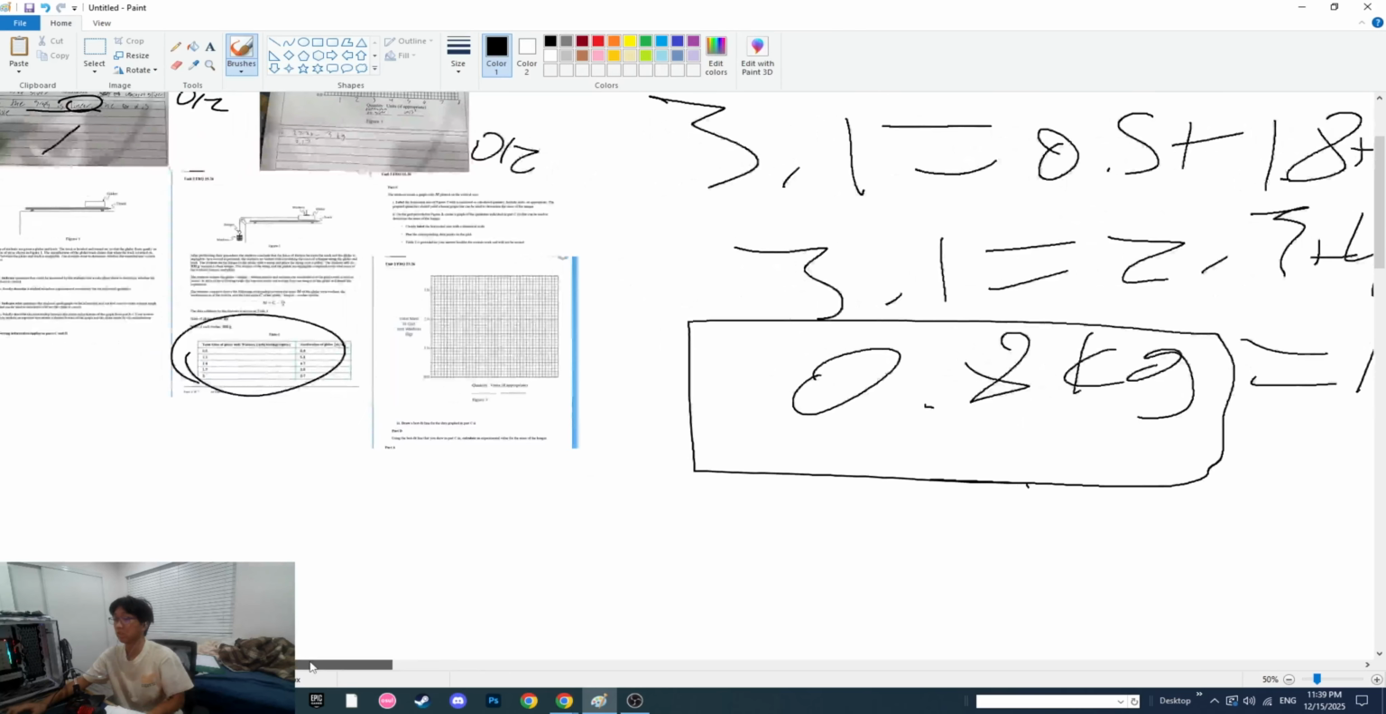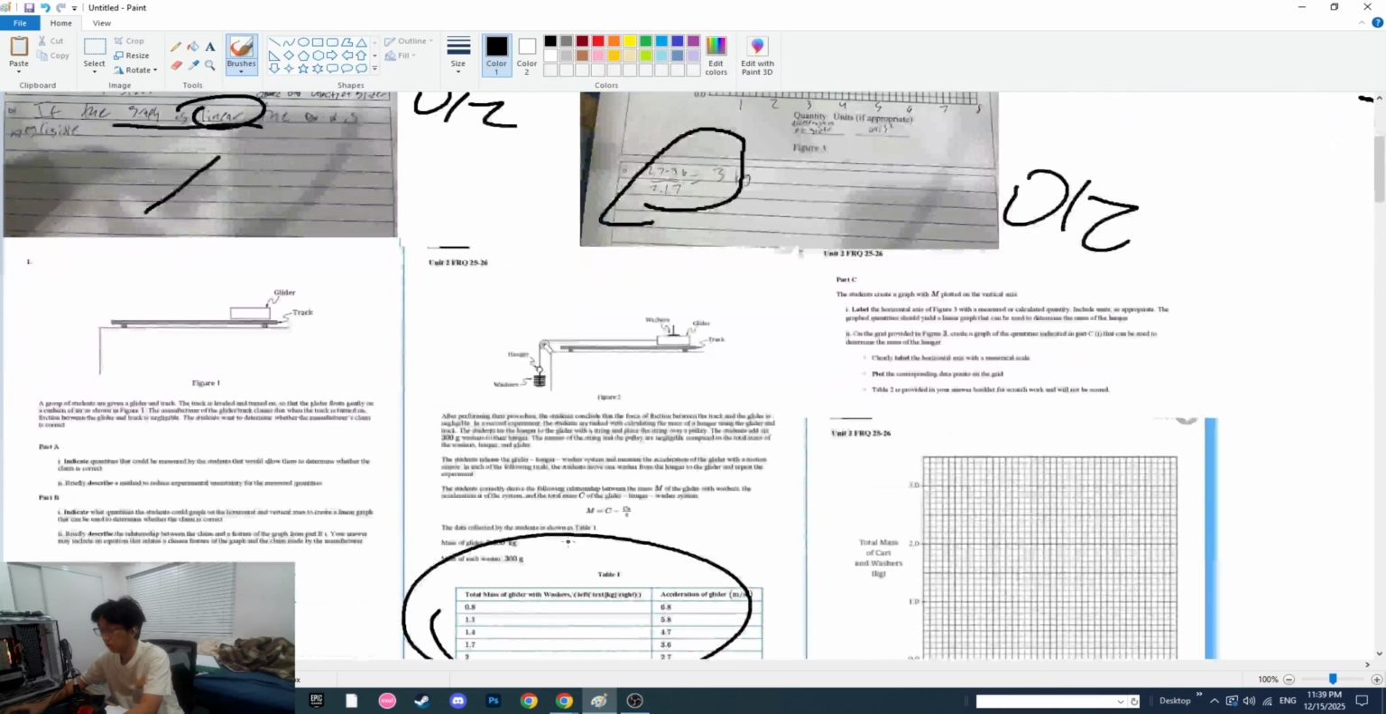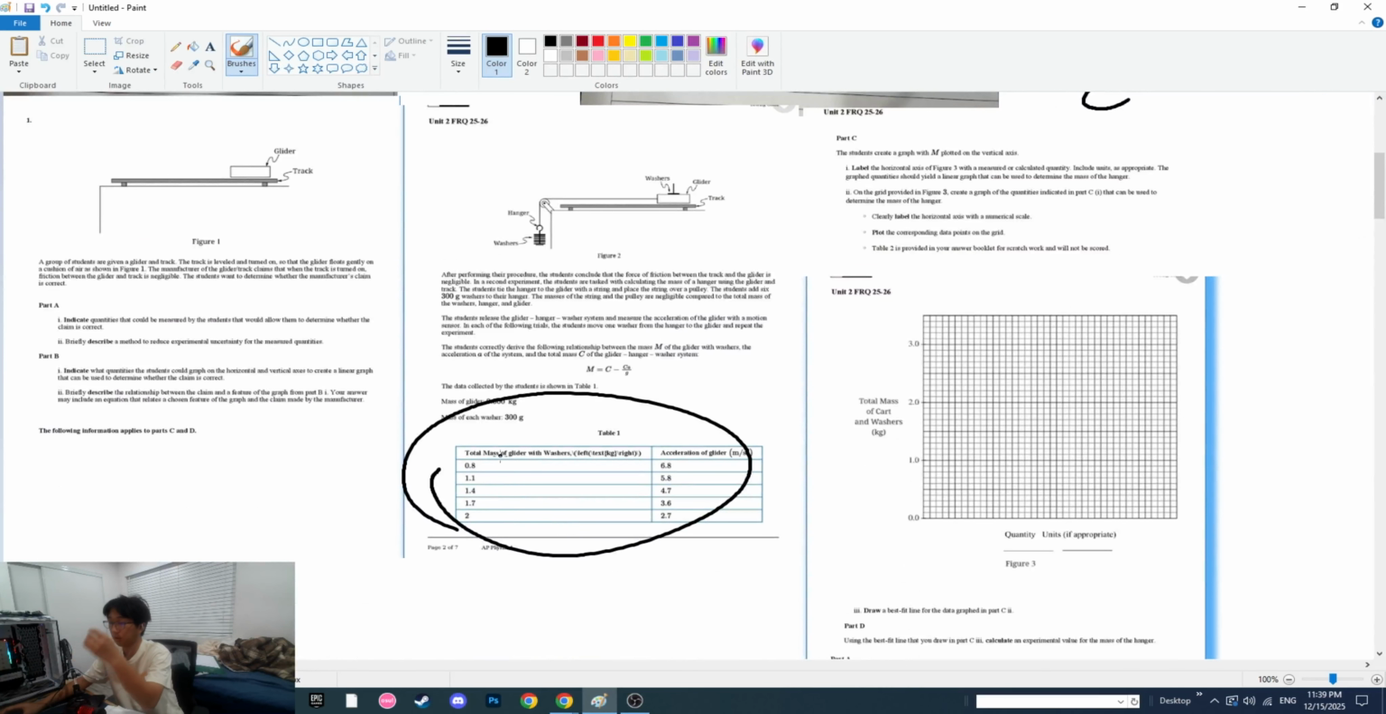And I didn't know what to do, so I just found the slope, but that wasn't right for the slope. So I gave myself 0.2 on this one. So that's my test corrections.